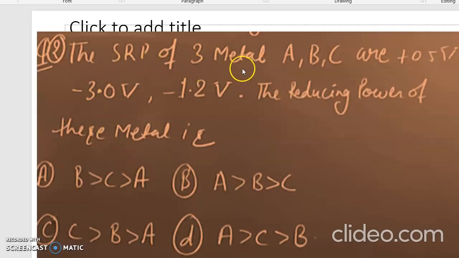Question number 3. The standard reduction potentials of three metals A, B, C are given as 0.5 volt, minus 3 volt, minus 1.2 volt.